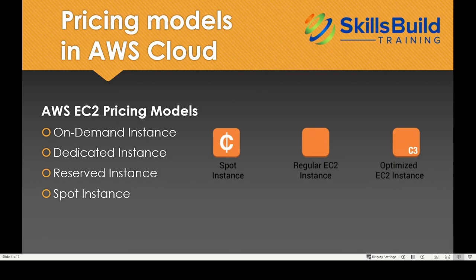For example, we will take a pricing model for EC2 instances, and there you have on-demand instances. With on-demand instances, you pay for compute capacity by the hour, with no minimum commitments required. Then you have dedicated instances, which run in a virtual private cloud on hardware that's dedicated to a single customer.